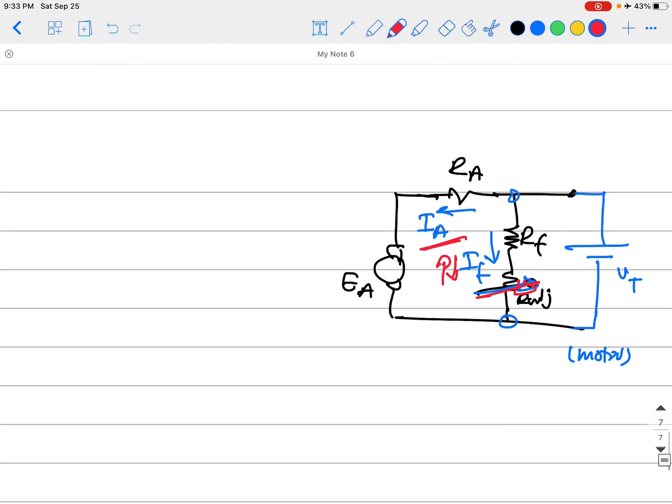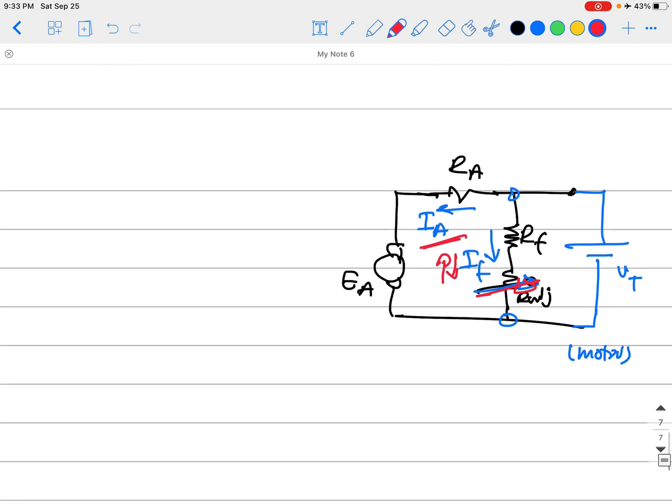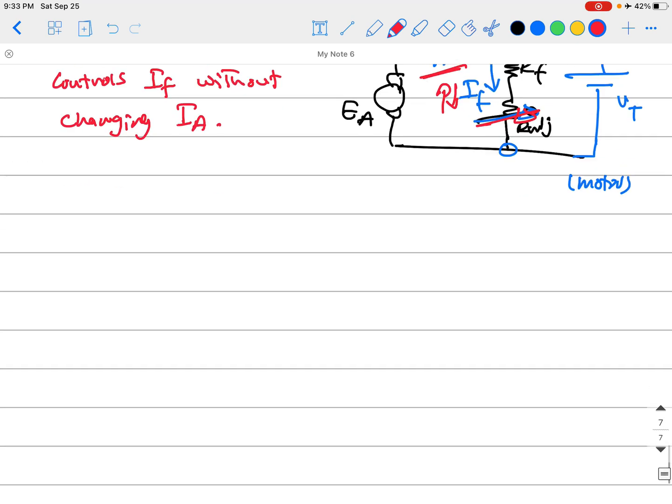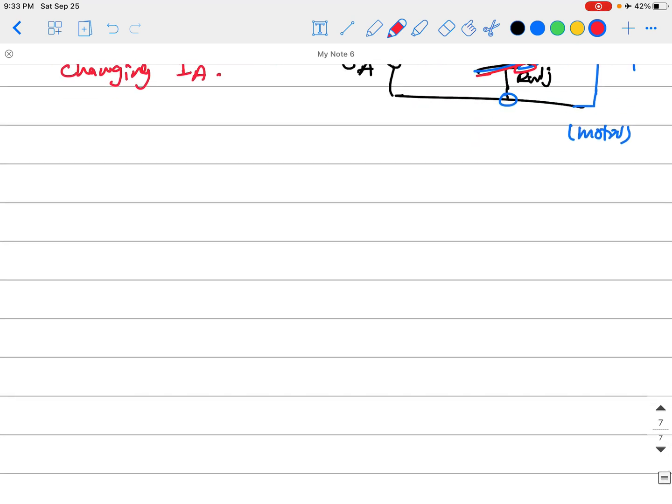Okay, guys, so controlling our adjustable resistor controls IF without changing the armature current. Okay, guys, and that's how we control the flux here in the shunt connected machine.